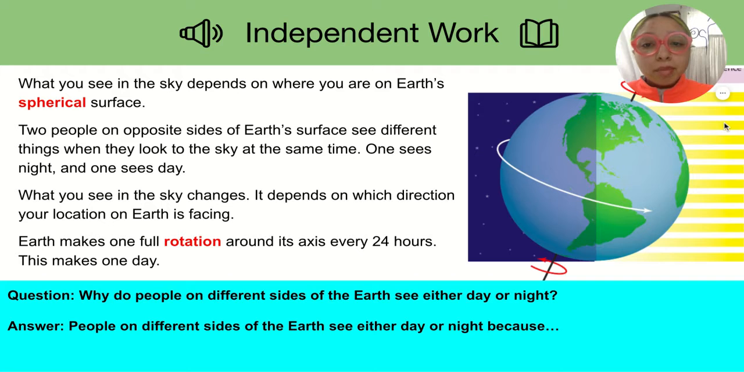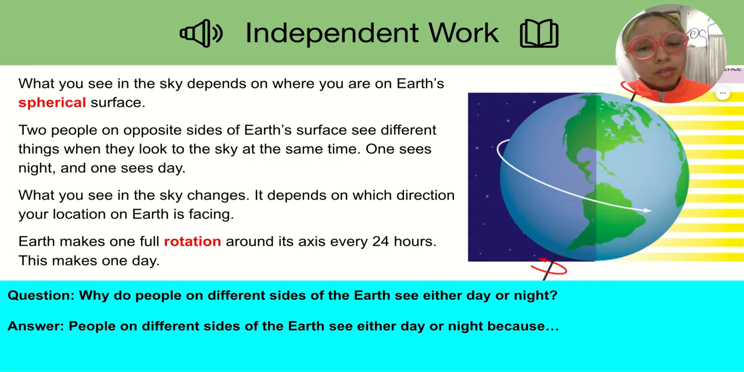What you see in the sky depends on where you are on Earth's spherical surface. Two people on opposite sides of Earth's surface see different things when they look to the sky at the same time. One sees night and one sees day. What you see in the sky changes, and it depends on which direction your location on the Earth is facing. Earth makes one full rotation around its axis every 24 hours. This makes one day.